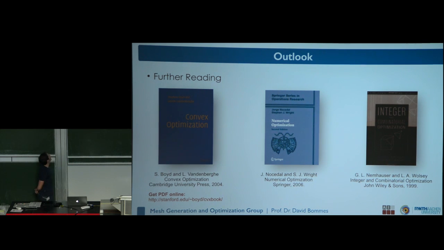So I really like Convex Optimization by Stephen Boyd. It's a very instructive book and everything very well motivated. The one from Nocedal and Wright, Numerical Optimization, is also very good. It dives more into the details of certain algorithms. And if you're interested in discrete optimization, then I would recommend you Integer and Combinatorial Optimization by Nemhauser and Wolsey. I think the first 2 are available online, the third one.